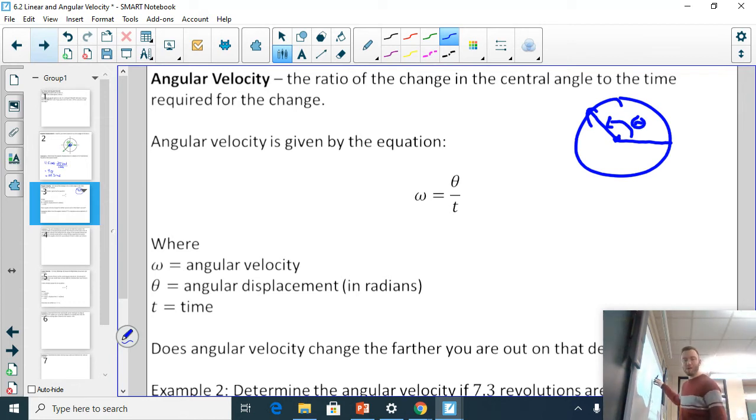This little w is called omega. It's a Greek letter. Omega equals theta, which is in radians, over time. And then I just said down here, omega is the angular velocity. Theta is the angular displacement, which should be in radians. And then t is time, whatever it should be, seconds, minutes, hours, you name it.